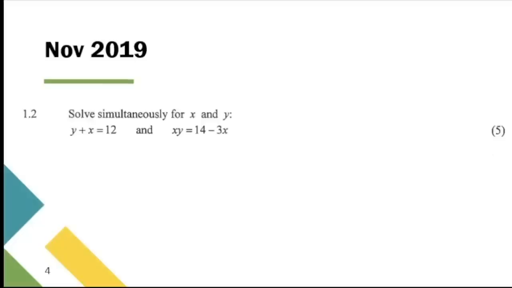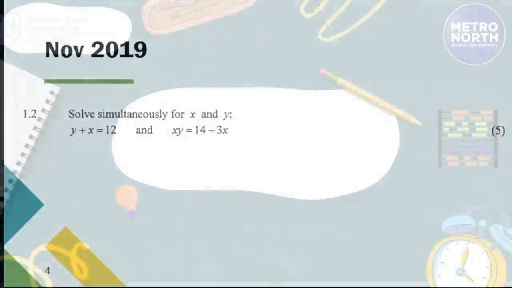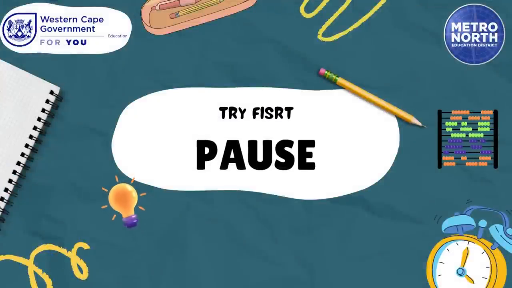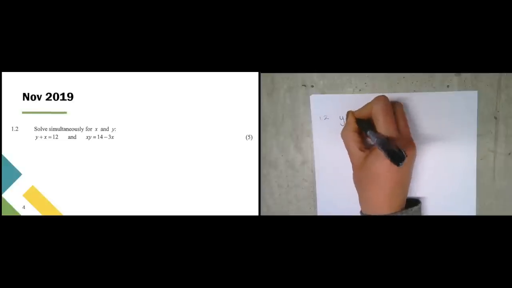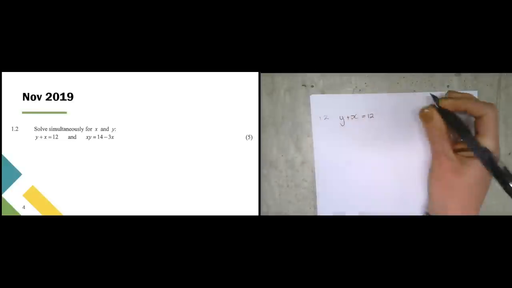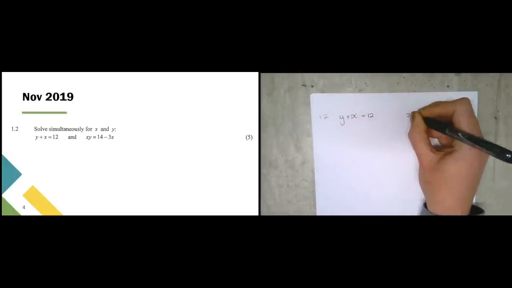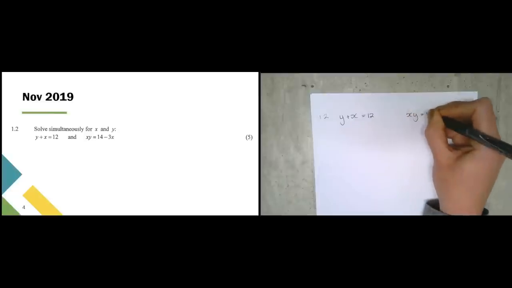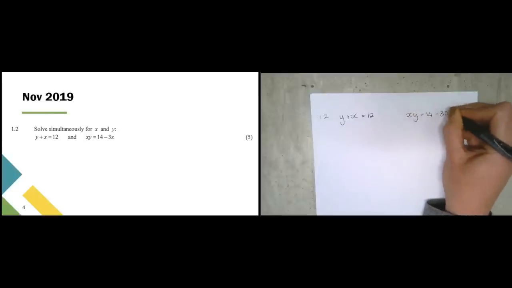If we look to November 2019, you'll see it's the same type of thing except there's one little difference. I'm just going to work through it with you. Solve simultaneously for x and y. So they've given me that y plus x equals 12. And the second one they've given me is xy equals 14 minus 3x.